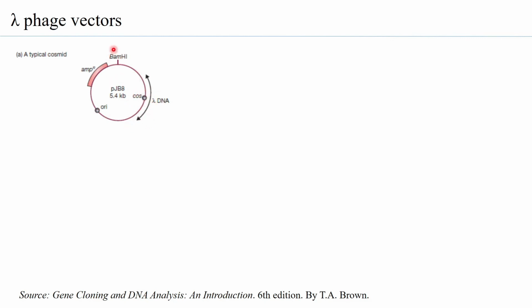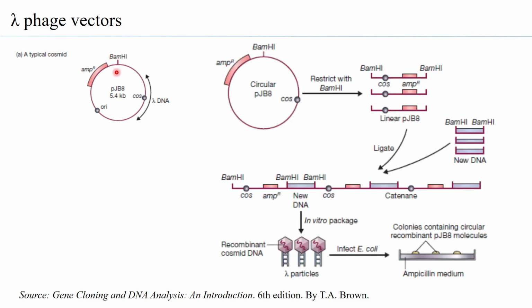And this has, say, for example, the BamH1 restriction site. So, using BamH1, you can get linearized pJB8. This is the cosmid. So you can see how the linearized cosmid has two sticky ends of BamH1 with the ampicillin resistance gene and the COS. Now, if you use BamH1 cut new DNA, these will bind to the sticky ends of the BamH1, and you can see that these DNA are connected to each other by the new DNA.